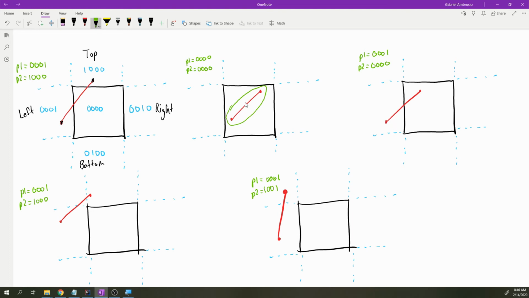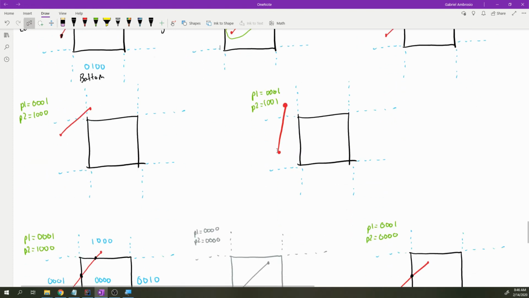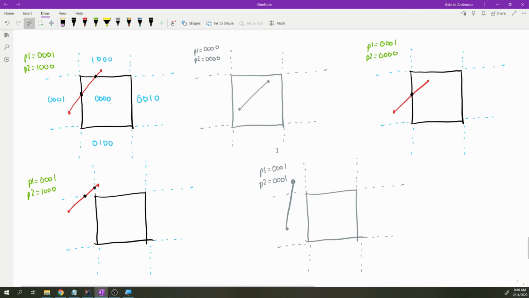Then the last thing, if you AND them together and you get 0, so this and this, then you know that one point could possibly be inside the rectangle. But as you can see, this is 0, this one and this one are 0, yet this line is not intersecting with the rectangle. And so that brings me to the final phase of Bresenham's line algorithm, which is clipping.